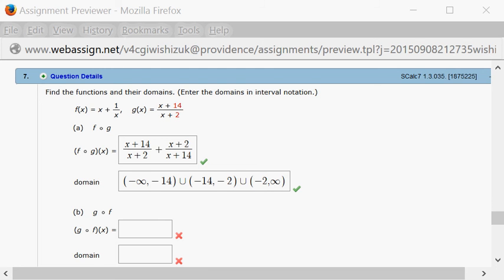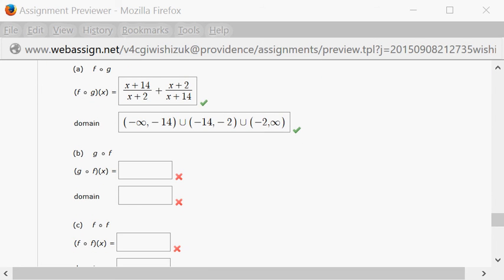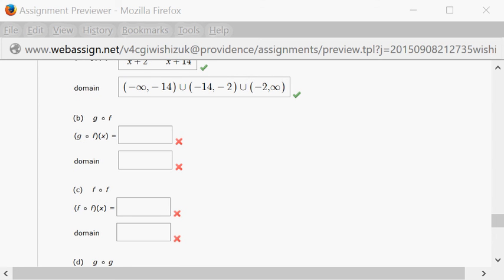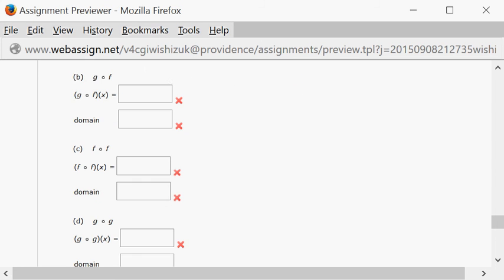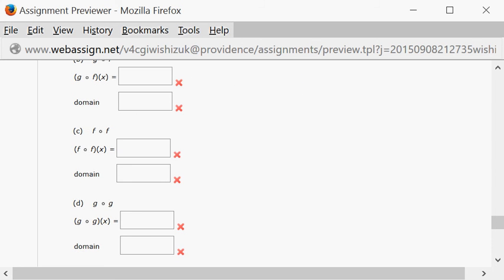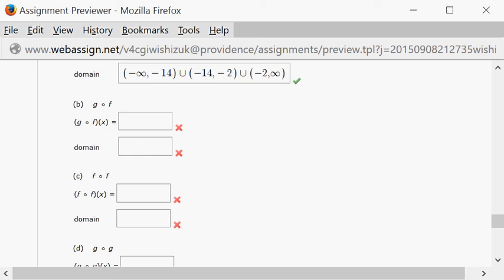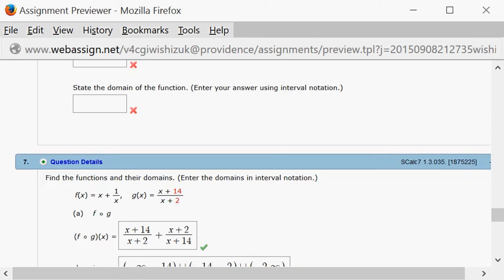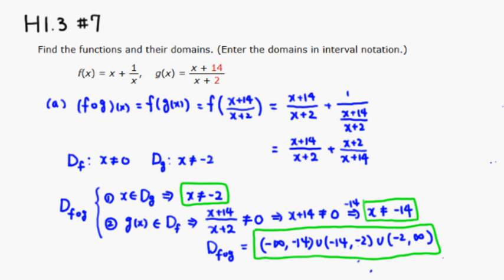All you have to do is proceed very similarly. For part B, f is the inside function. For part C, f is the inside function and the outside function as well, and g is the inside function and the outside function as well. That's it. I hope that this was clear.